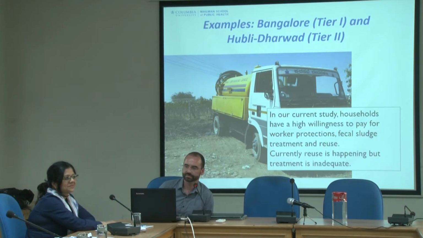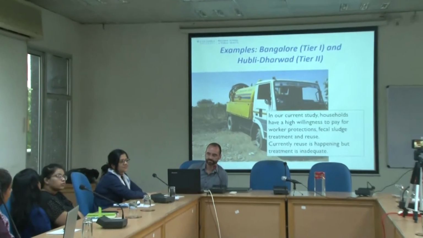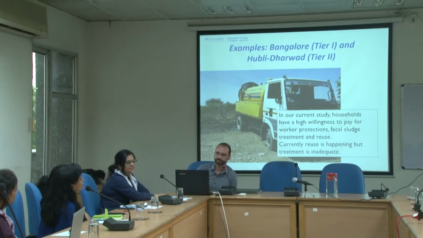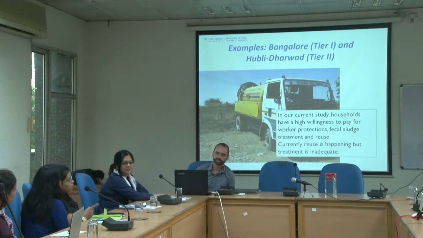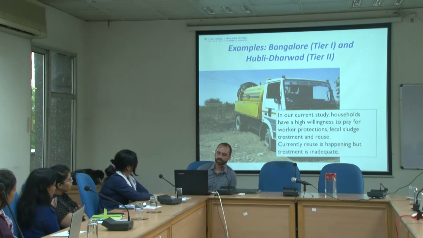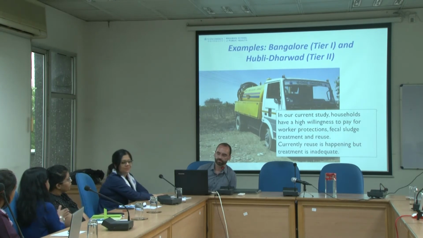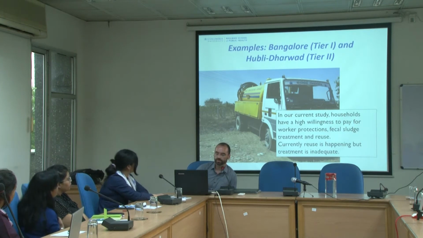So the households that have a high willingness to pay for worker protections, are they the same households who are involved in that work? Or is it all households that were interviewed who are also willing, in addition to willingness to pay for fecal sludge treatment and reuse, out of the goodness of their heart to pay for workers not belonging to their households for protection?